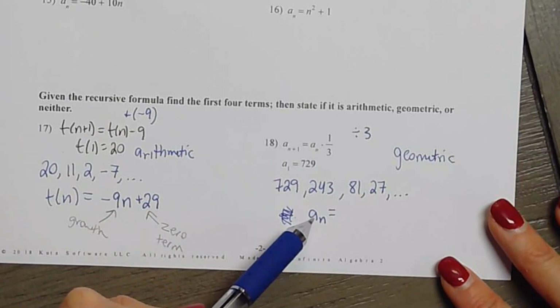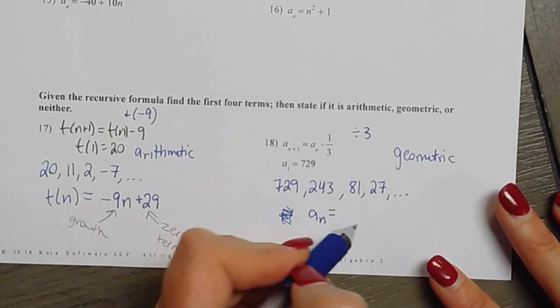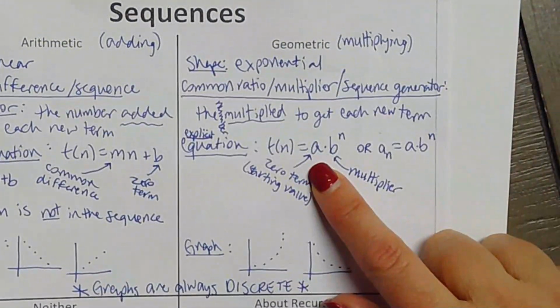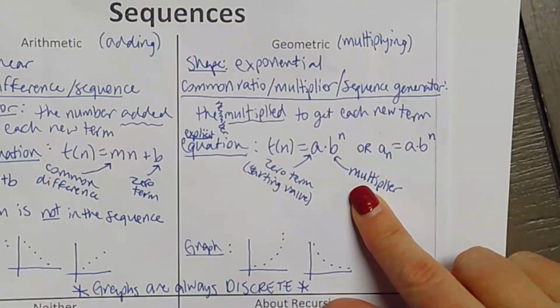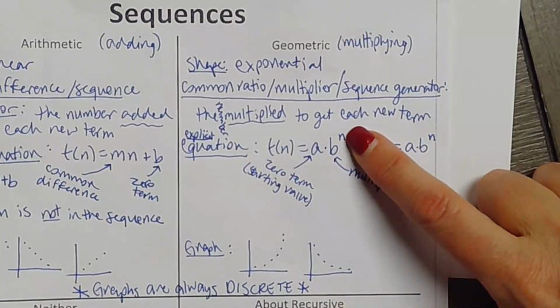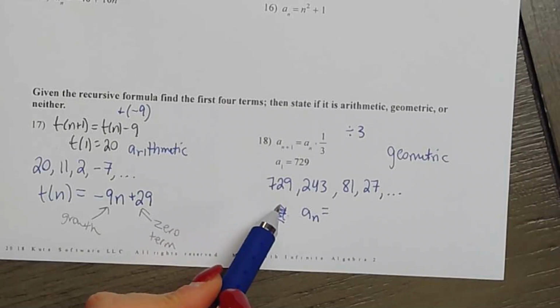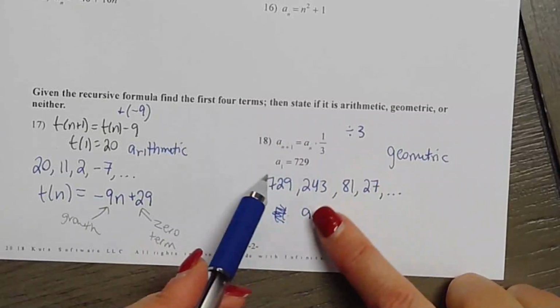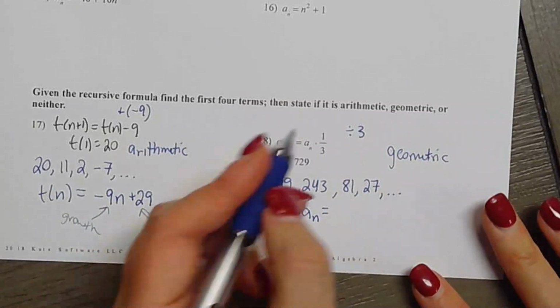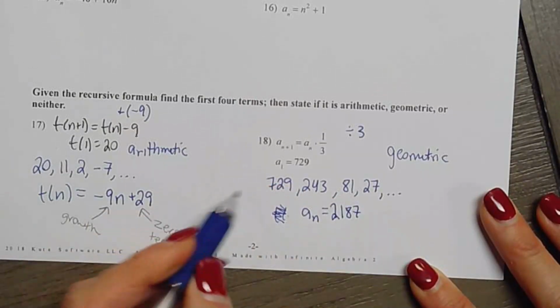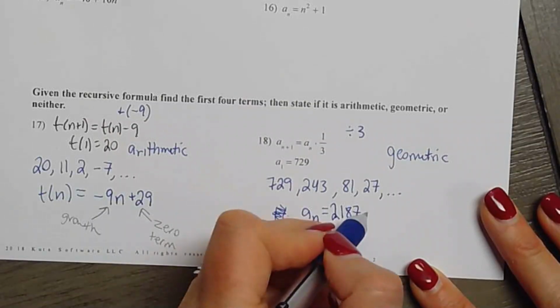The explicit equation is a sub n equals, and then for this one, it's the 0 term times the multiplier to the nth power, where n is the term number. So the 0 term, I have to go backwards. I have to do 729 times 3 to get the term that would go before this. And remember, the 0 term is not part of the sequence, but I need it for the equation.